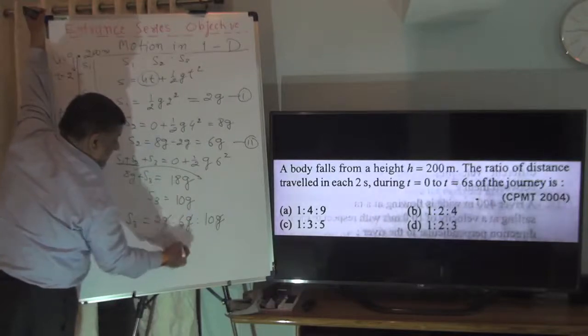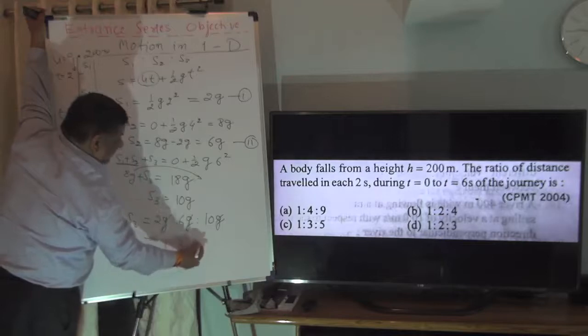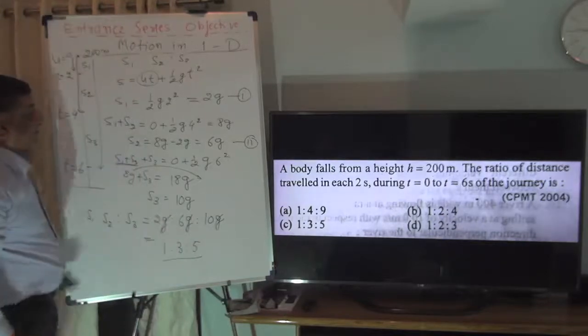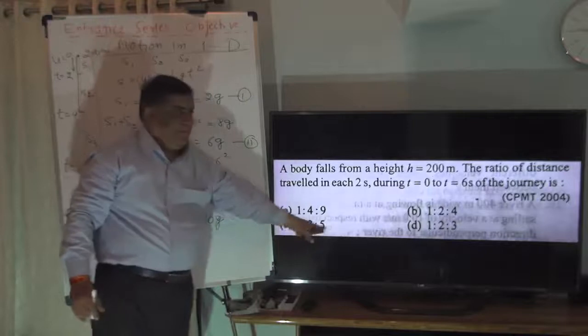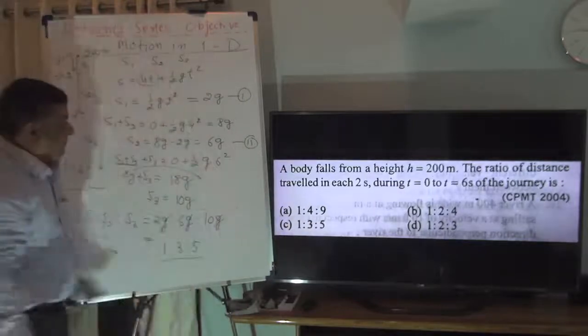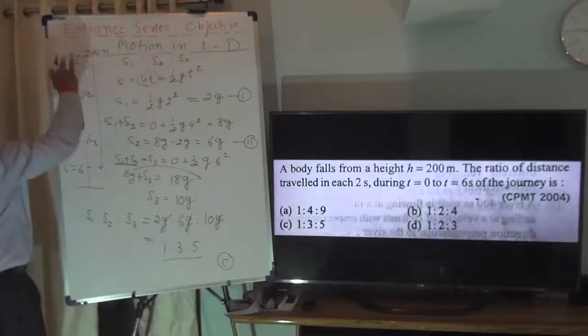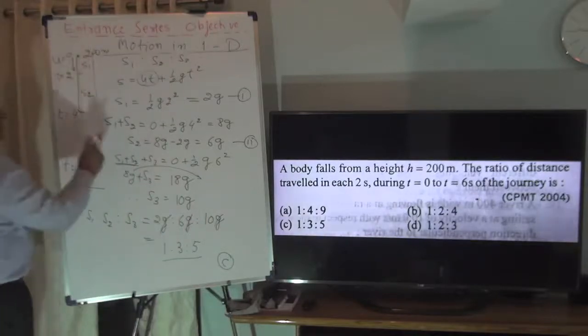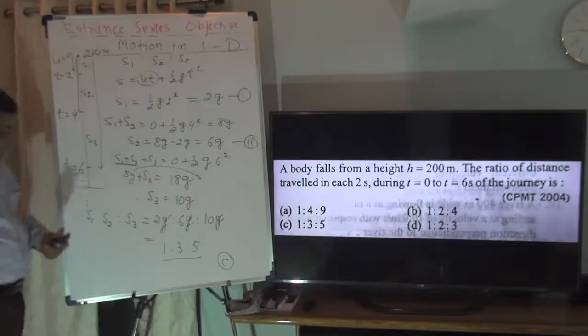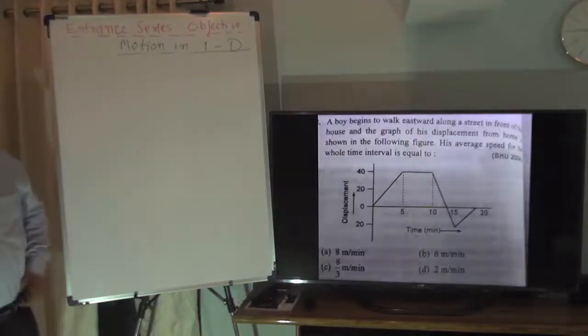1, 3, 5. Do we have any option? Yes, 1, 3, 5. So our right option is C. That is S1, S2, S3 is 1, 3, 5. That is the correct ratio.